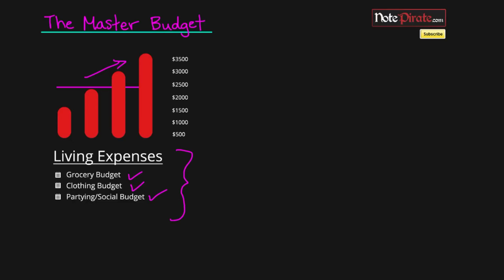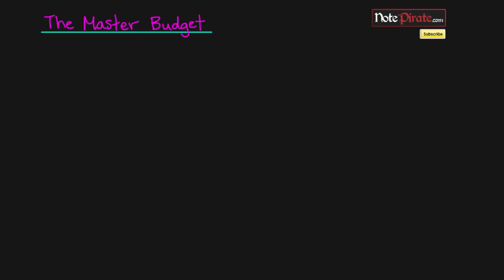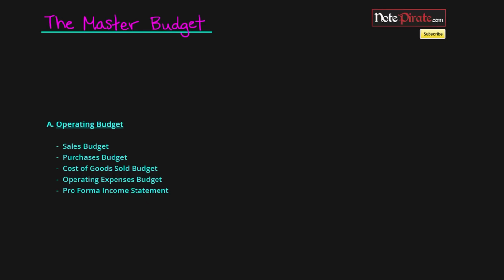So, the master budget includes two categories of budgets, which are the operating budget, and that includes the sales, purchases, cost of goods sold, and the operating expenses budget, as well as the pro forma income statement, or your forecasted slash projected income statement. And if you dig deep into all of these budgets, you'll notice that they have something to do with revenues, or expenses, or earnings, because your operating budget is essentially to plan out your profit, because the pro forma is your forecasted income statement, and the rest have to do with revenues or expenses.